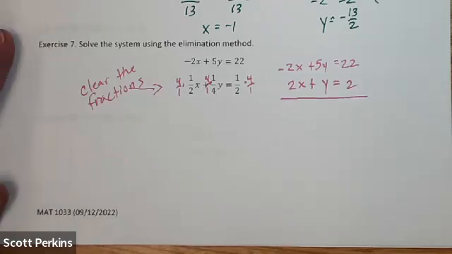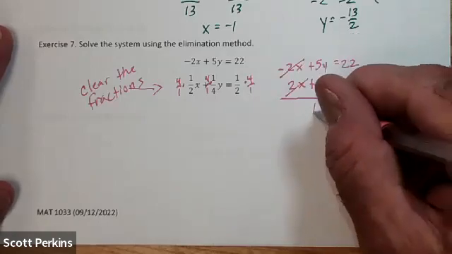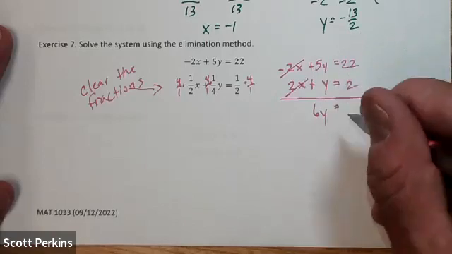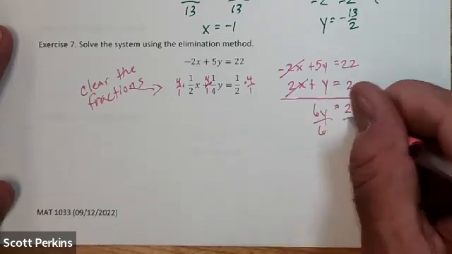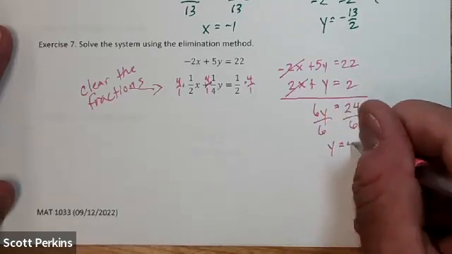All right, here goes. I'm going to add these up. So the x's, negative 2x plus 2x, those eliminate. Great. I've achieved my goal. 5y plus y is 6y. And then 22 plus 2 is 24. Divide both sides by 6, and I've already got the y value. The y value is equal to 4.